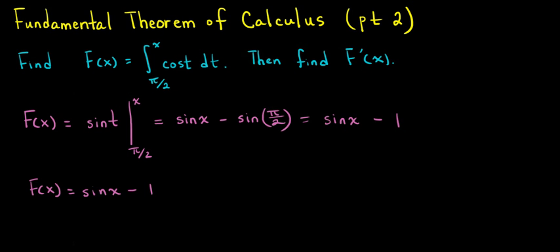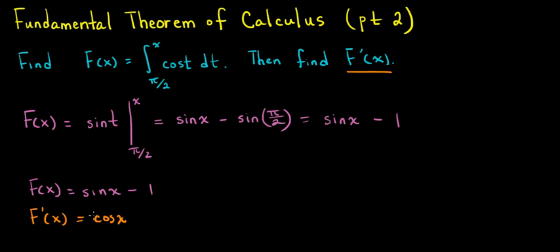But now what we're going to do is find the derivative of big capital F. Well, here's our big capital F, and if I find the derivative here, well, the derivative of sine is cosine of x. The derivative of negative 1 or minus 1 is just 0. So we end up just having that f prime of x is equal to cosine of x.